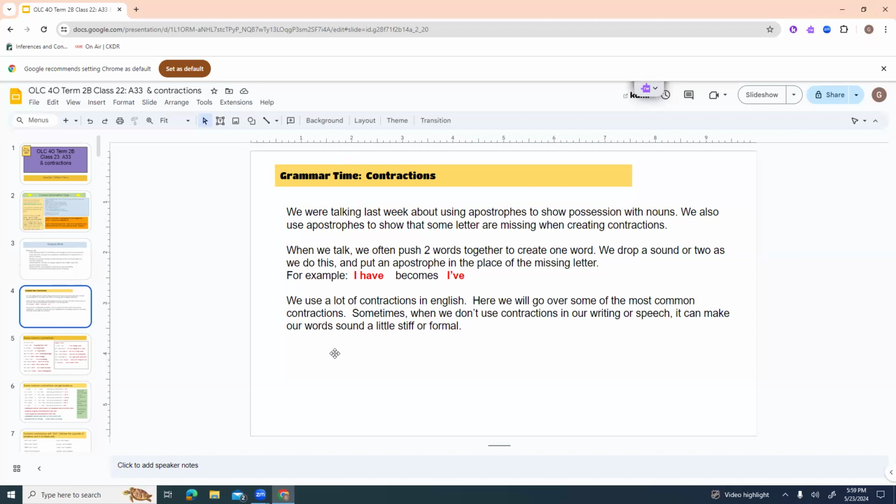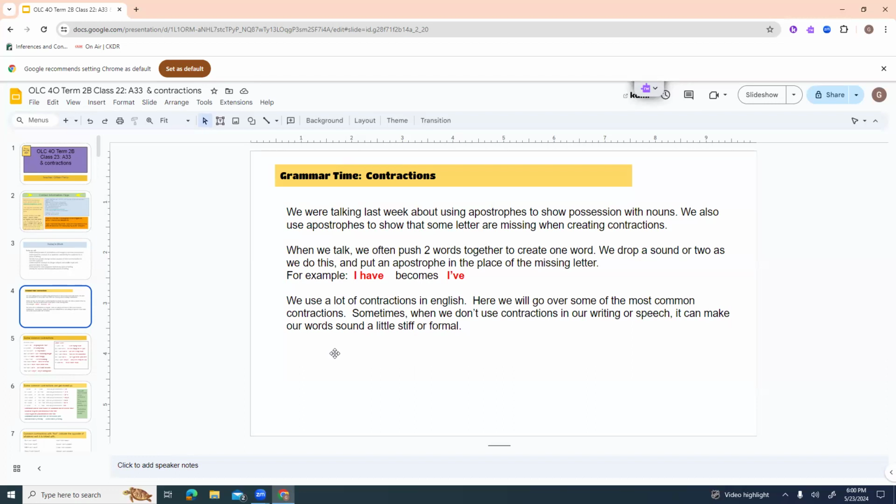We do it a lot when we're talking. We don't always show it in writing, but there's a few that have become so common that we do show them in writing. We usually end up dropping a sound to make that work. And then we put the apostrophe in the place of the missing letter. So somebody who's reading it knows what's missing and understands what you're trying to say. So for example, I have, when you talk quickly, ends up becoming more like I've. Okay, and we put the apostrophe there to show that the H and the A are missing.